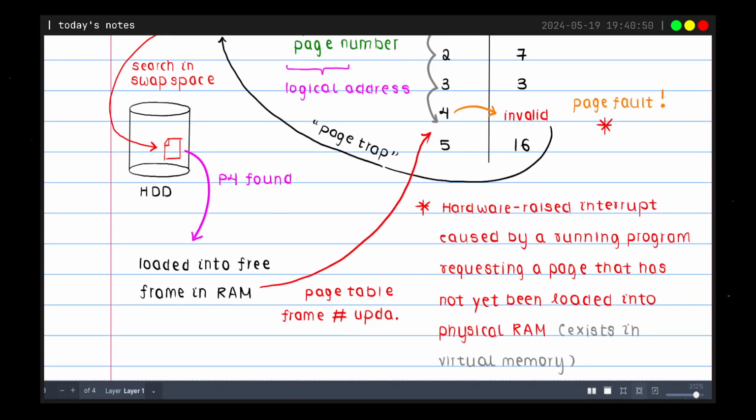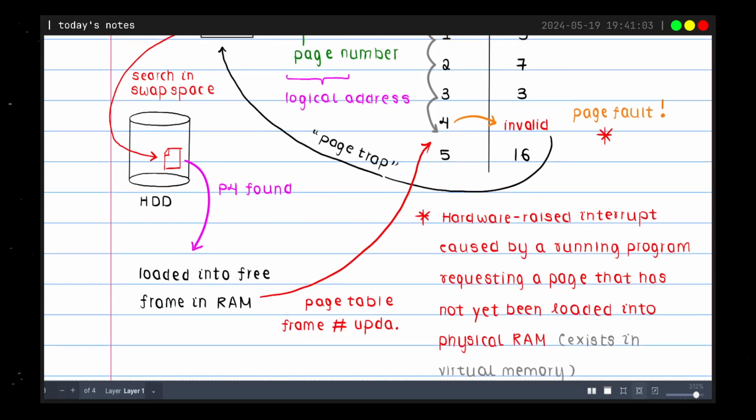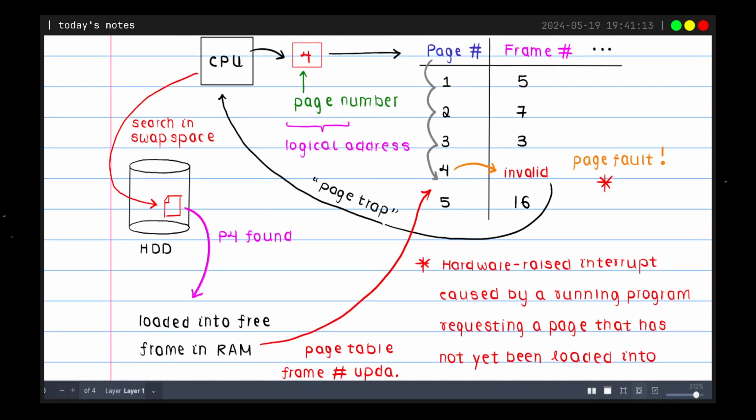A page fault is a hardware-based interrupt caused by a running program requesting a page that has not yet been loaded into the physical RAM, which means that this page is either not yet loaded or is in virtual memory. Virtual memory here refers to these frames being loaded into the hard disk drive, which we'll look at later. But again, when this happens, it results in an interrupt, which we refer to as a page trap, that is sent to the CPU. It's a hardware interrupt called a page trap that tells the CPU to stop whatever it's doing and service this interrupt.